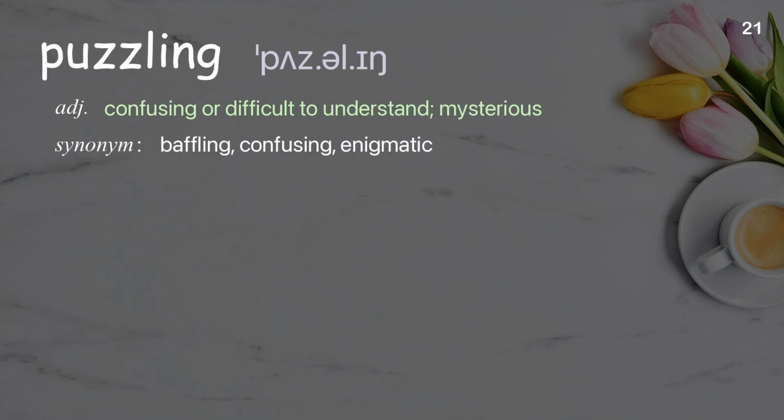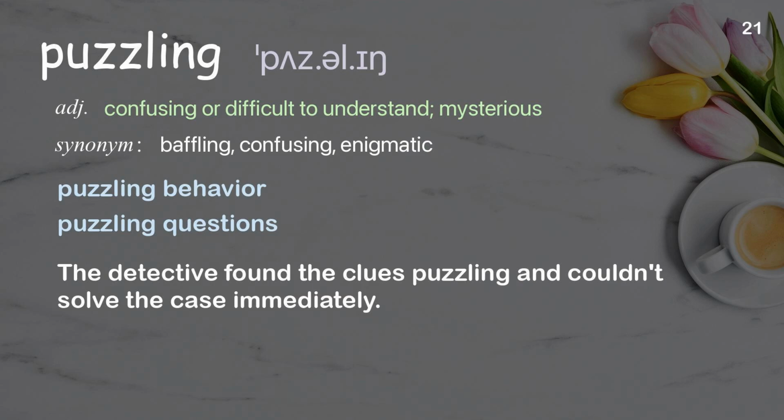Puzzling. Confusing or difficult to understand; mysterious. Examples: Puzzling behavior. Puzzling questions. The detective found the clues puzzling and couldn't solve the case immediately.